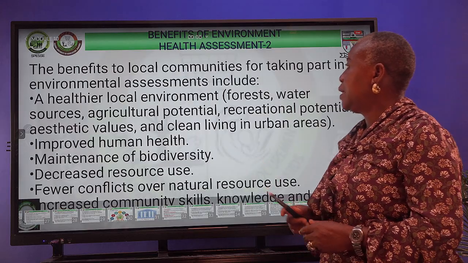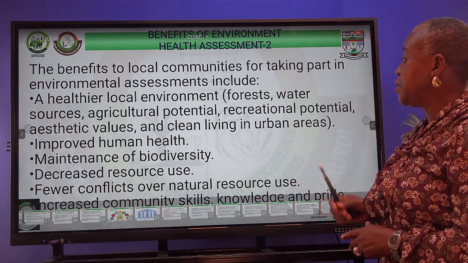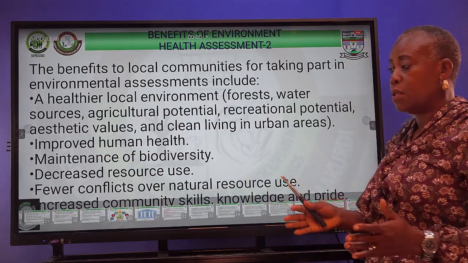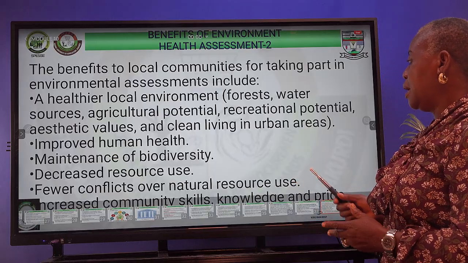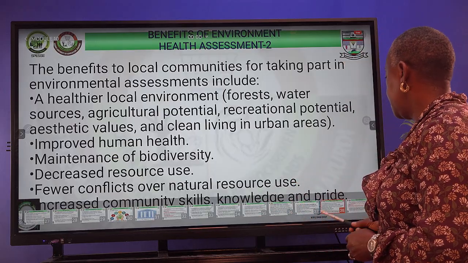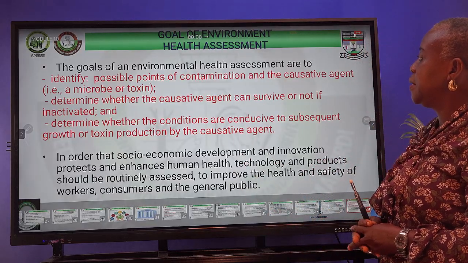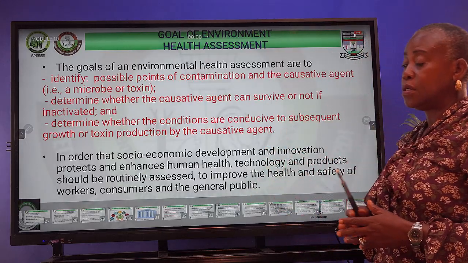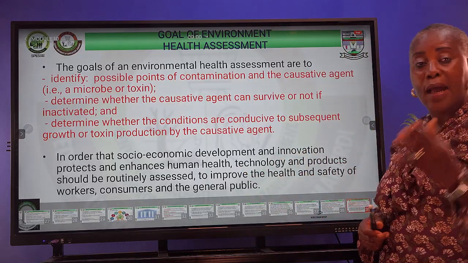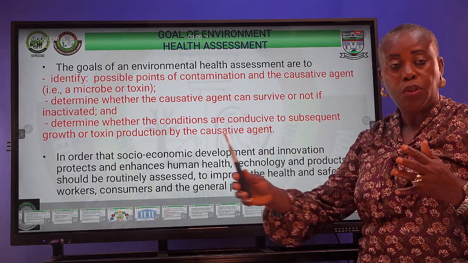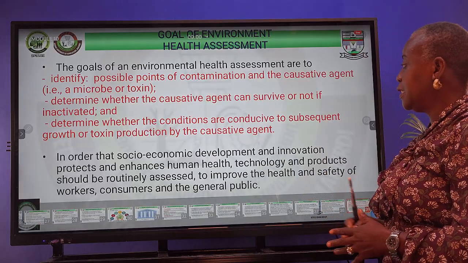So environmental health assessment gives us a healthier environment: we improve human health, we maintain diversity, we decrease use of resources so that resources are conserved, and also conflicts are reduced and community participation enhanced. We have these goals in environmental health assessment: identifying the risk, determining the causative agent, knowing whether these conditions in which this agent exists are what will propel further damage or will be curtailed should a certain intervention be put in place.